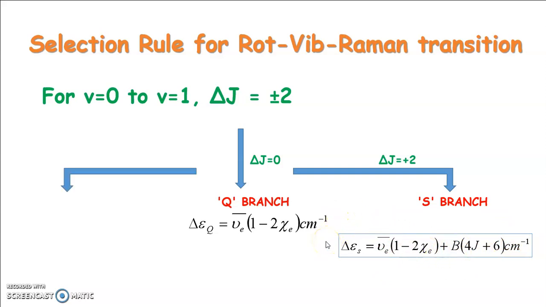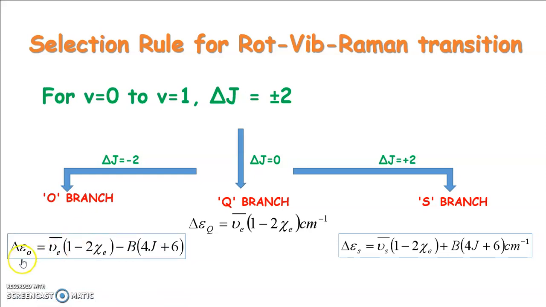Then we can have another branch for delta J equal to minus 2, that is the emission transition from 2 to 0, 3 to 1, 4 to 2, etc. That is, J can be 2, 3, 4, etc., where we will get the O branch, having frequency nu bar E into (1 minus 2 chi E) minus B into (4J plus 6) centimeter inverse.